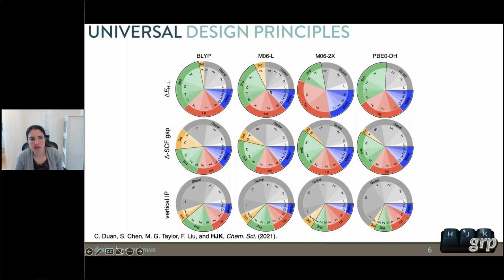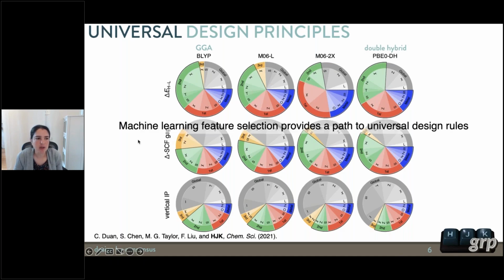And what you should notice is that the pie charts are actually changing very little as we change the functional. There's much more difference between the top row of the high spin, low spin pie chart versus the HOMO-LUMO gap or vertical ionization potential. So what this tells us is that we can obtain the pie charts at the GGA level of theory, but then use them to guide inquiry and scientific study at a much higher level of theory, such as the double hybrid, and that ultimately we can use these techniques to get a path to universal design principles that doesn't require high computational cost.